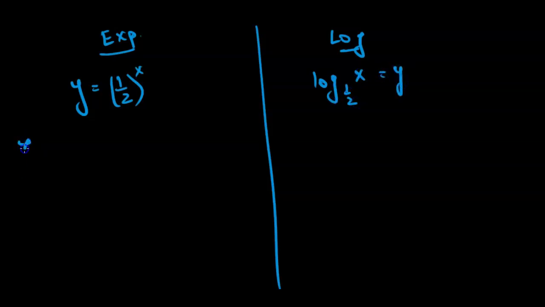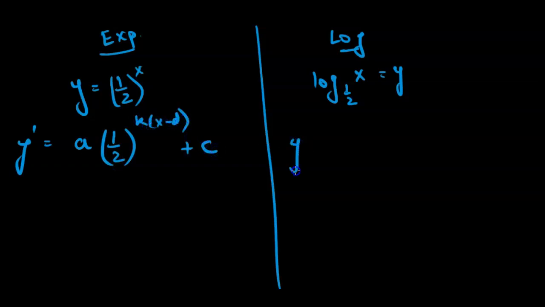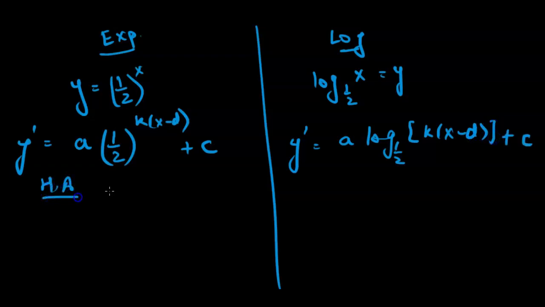The transformed equation would look like a (1/2) to the power of k(x - d) + c, and here the transformed equation would look like a log to the base 1/2 of k(x - d) + c. The rest of the things stay the same. We would have a horizontal asymptote of y equal to c. We would have a vertical asymptote of x equal to d. We would have a y-intercept of 1.